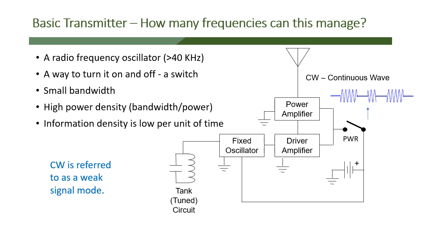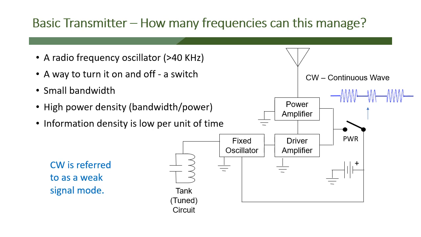This has a small bandwidth because it has a very limited amount of information it can carry. It has a high power density though, which means that by simply turning it on or off very quickly, you can put 100 watts into a very small pulse and it will actually travel further than the same 100 watts delivered over many, many different frequencies that it has to reproduce. We'll get into that a little more later so it makes more sense. But when we're just turning it on and off, keep in mind that the information density is low per unit of time.